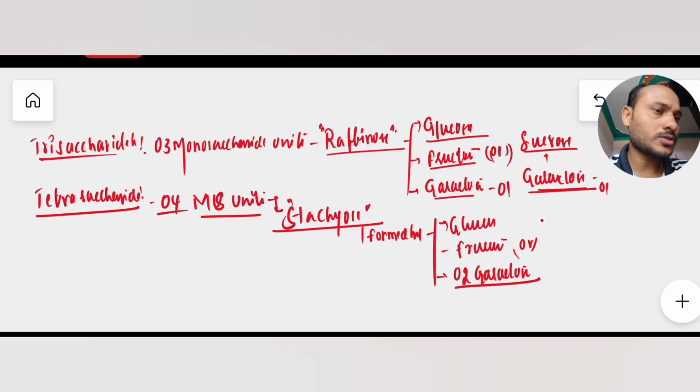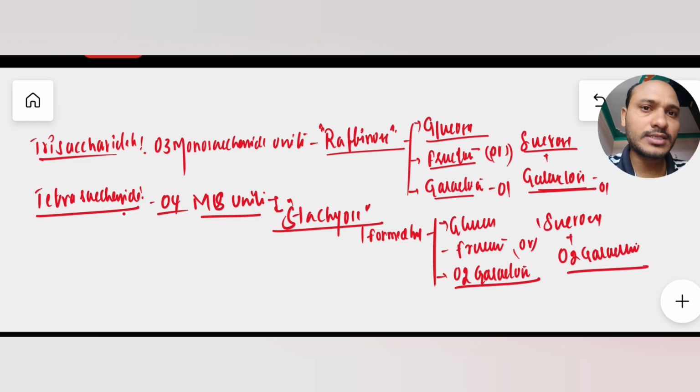Or also we can write like this. Glucose and fructose together form what? Sucrose, plus two galactose. Remember, one molecule of sucrose and two molecules of galactose make a tetrasaccharide, and the example is stachyose. And one molecule of sucrose and one molecule of galactose together form a trisaccharide, that is raffinose. Right. One more and the last, that is pentasaccharide.